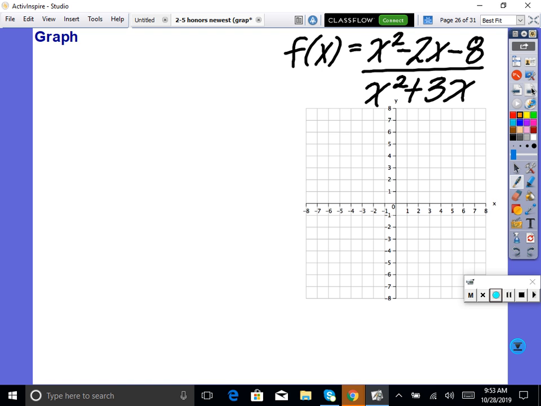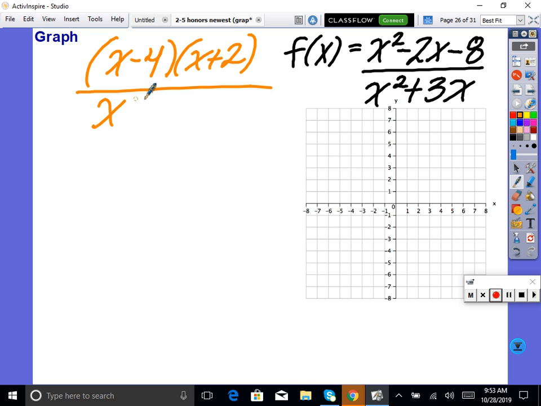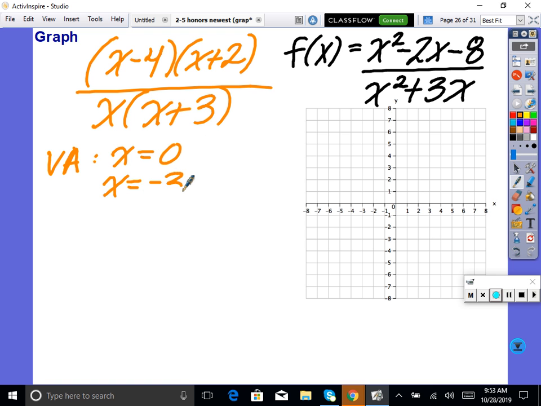Okay. So on top, it factors to be x minus 4 and x plus 2. On bottom, we pull out an x, left is x plus 3. So our vertical asymptotes are at x equals 0, x equals negative 3. There's a reason I have all these. They all just have different elements, and people, when they don't see examples, have a hard time with them. Okay, there we go. No holes. Let's go on to horizontal asymptote. Back to standard form. The leading coefficient, since the degree is the same, right?